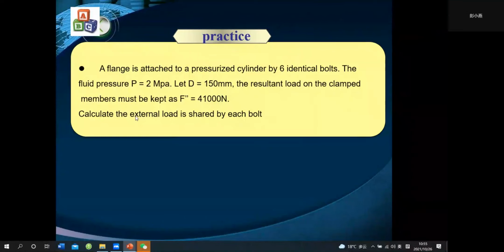So the external load is caused by the fluid pressure. We should calculate the external load, and then calculate the actual load shared by each bolt.